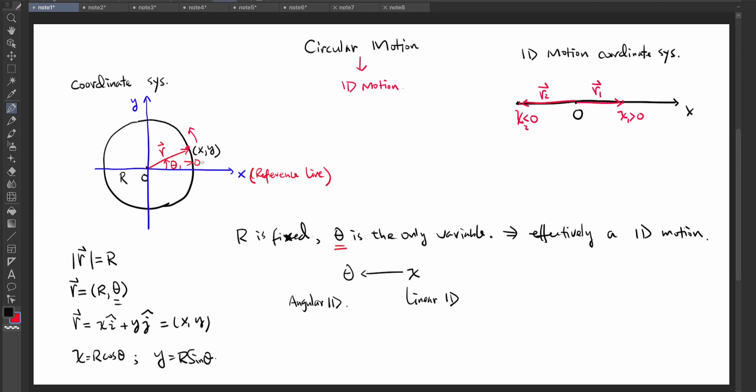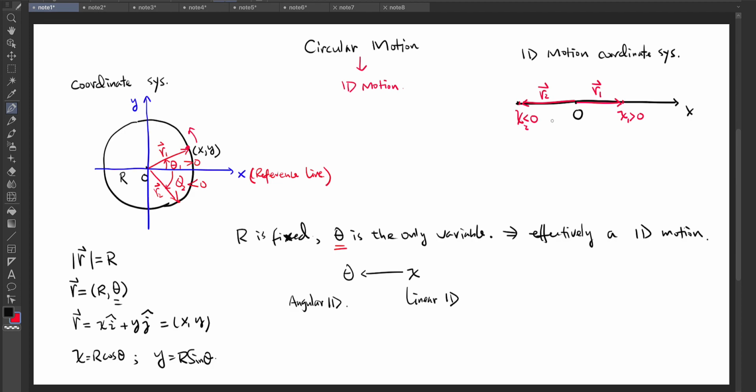Okay. Now if the object is measured from, let's say, this angle, let me call this R2 position, and then with respect to the reference line, the object's angular position now is theta 2 right here. Then we're going to say this theta 2 is negative. Okay, just like in the linear motion coordinate system, x2 here is negative.